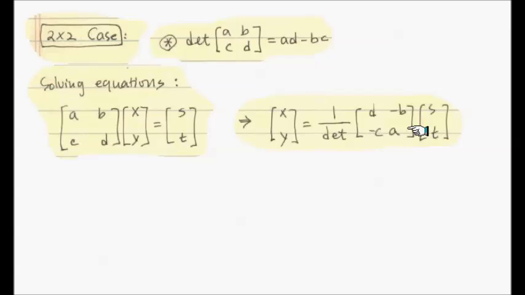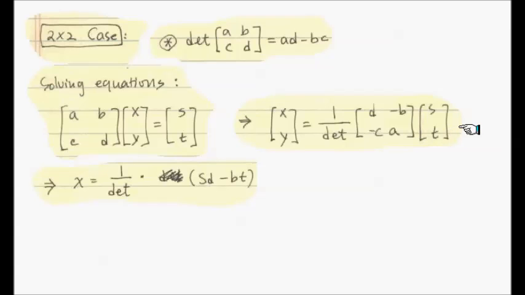Cramer's rule. So here it is. If you look at the x part, that will be the entry of this column vector. So if you look at this right hand side, the first entry would be ds minus bt. So that's why you see ds minus bt, and the determinant is an abbreviation of this ad minus bc down there. So that's what x is going to be.